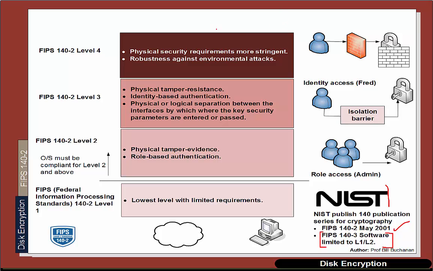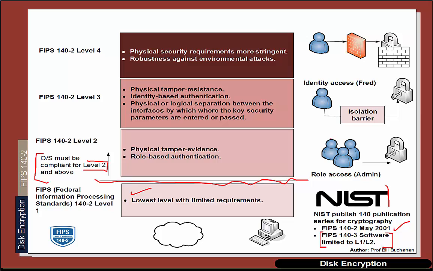So with FIPS we have the certification process where the security product fits into one of these levels. Obviously the higher that we go up, the more secure the infrastructure actually is. FIPS level 1 is the lowest level of security, with very little security really applied. As we go up to level 2 and above, the operating system itself must be compliant with level 2 and so on.